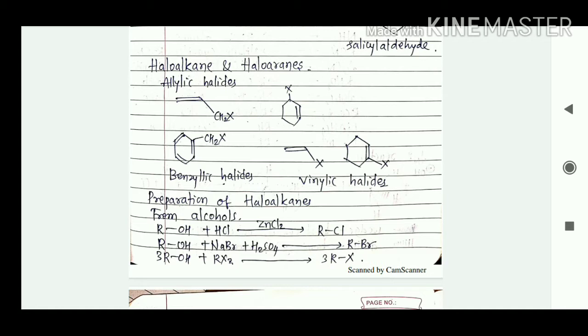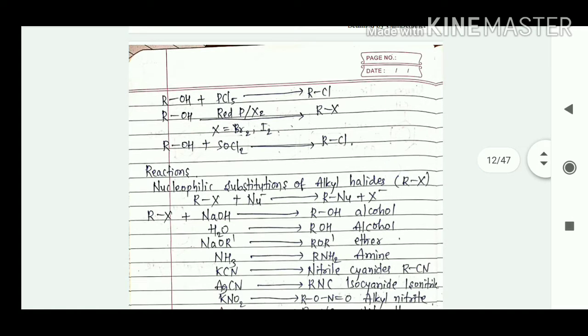Then we have the preparation of haloalkanes. We can prepare haloalkanes from almost everything. First we will consider the alcohols. ROH plus HCl in presence of ZnCl2, here we are going to get RCl. Like that, ROH plus NaBr plus H2SO4, here we are going to get RBr. Like that, ROH plus PX5, here we are going to get RX. ROH plus PCl3, we are going to get RCl.